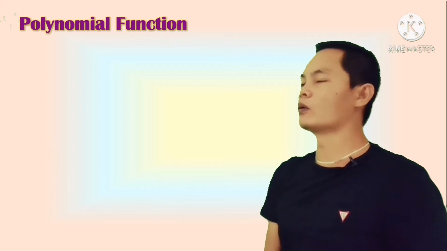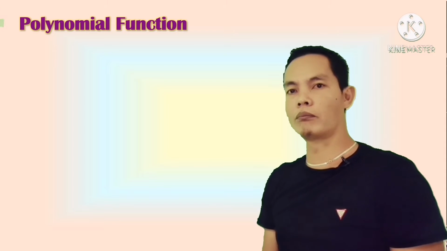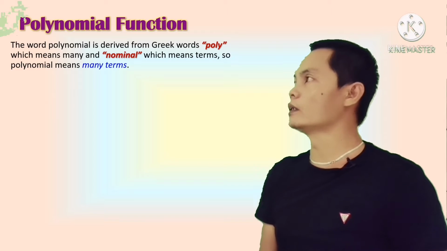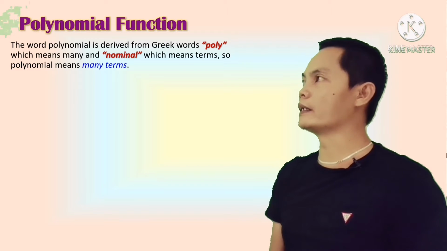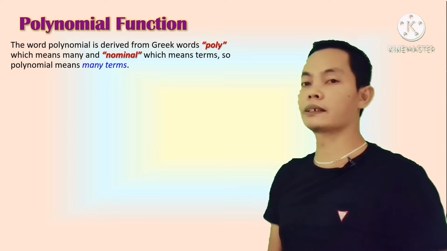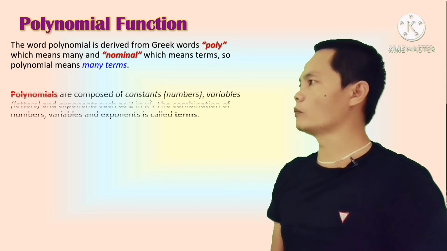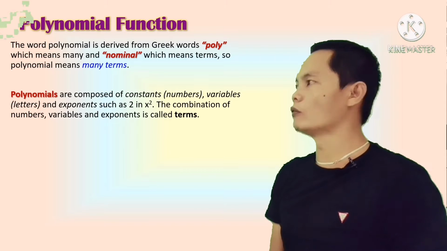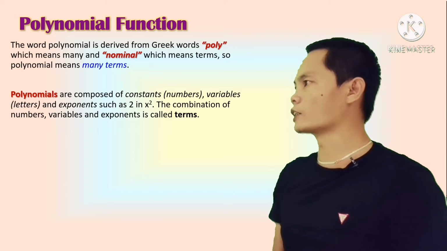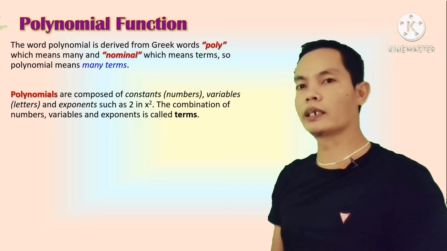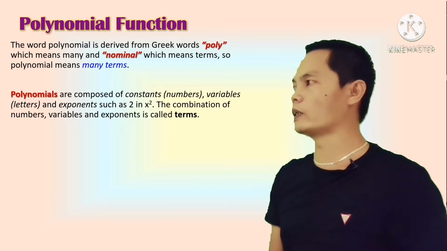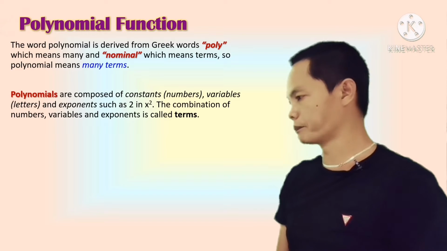Let us begin with the basic definition of polynomial. The word polynomial is derived from the Greek word poly, which means many, and nominal, which means terms. So polynomial means many terms. Polynomials are composed of constants, variables, or the letters that you can see in the given, and exponents such as 2 in x squared. The combination of numbers, variables, and exponents are called terms.